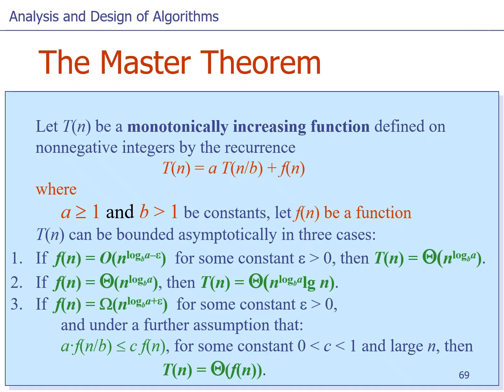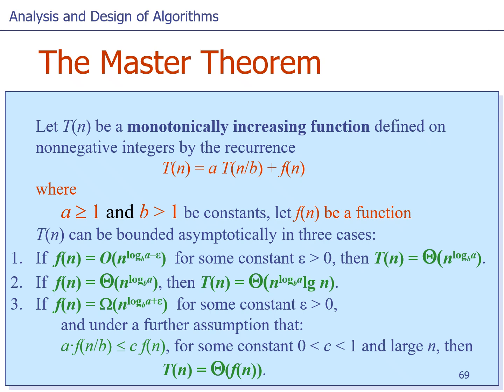Here is the actual master theorem, like it is stated in any textbook. Okay? Let me read it and then we will have some comments about it. It says, let T of n be a monotonically increasing function defined on non-negative integers by the recurrence T of n is equal to a, the branching factor, multiplied by T of n by b, the size of the divisions, plus f of n, some additional work we do. Where, as we said before, a is greater than or equal to 1, b is greater than 1, be constants, and let f of n be a function. Okay? Now, T of n can be bounded asymptotically in 3 cases.